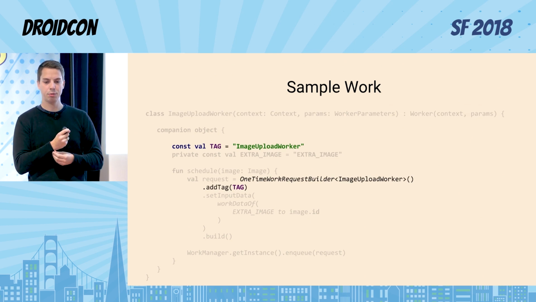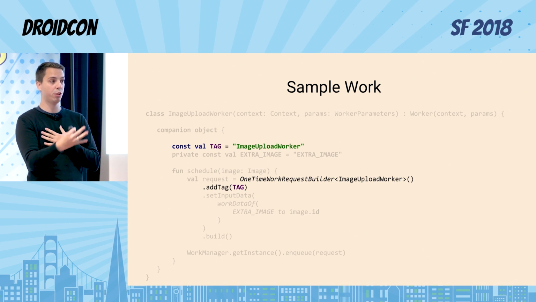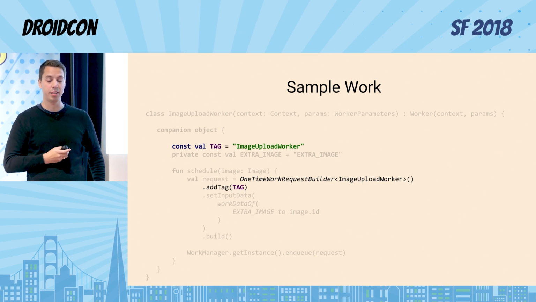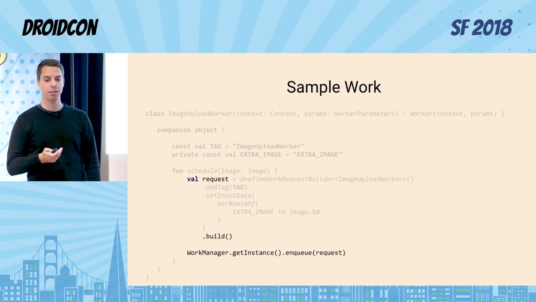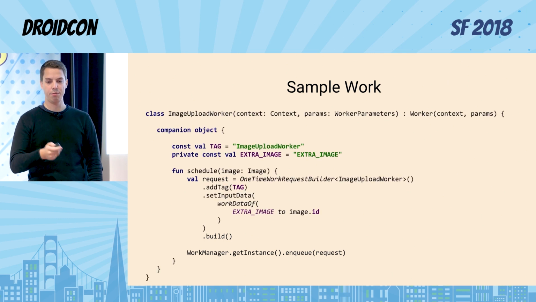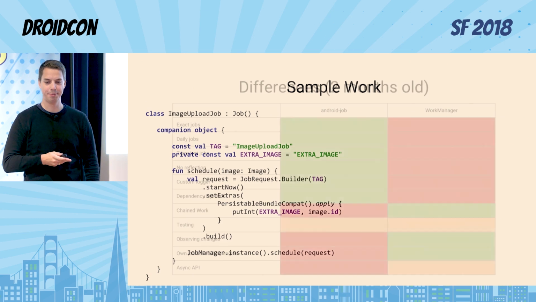First, you create your builder object. You add a tag to it. This isn't mandatory, but I would recommend adding a tag so that you can later find a specific worker for a tag, so it helps you to identify your workers. Then you give it some input data, and then you just call build and then enqueue, and that's it. And same thing here. This is really similar to Android Job.